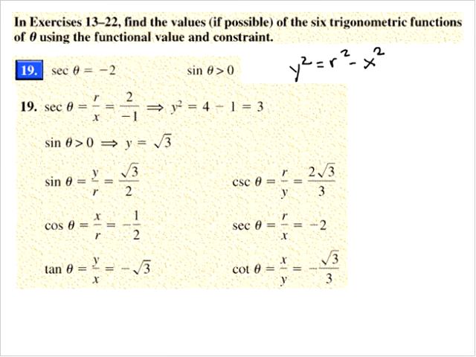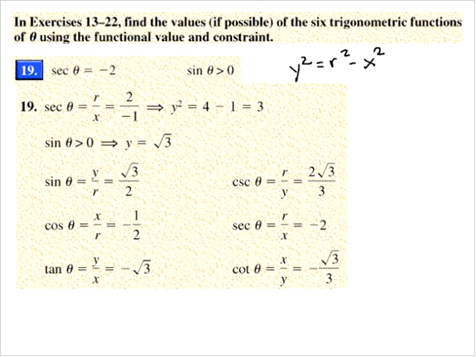All right, next let's find the 6 trig functions if we know secant equals negative 2 and sine has to be positive. So secant is r over x. Well, if sine is positive, the only way secant can be negative is if cosine is negative. So that means x has to be negative. And that means r is 2.